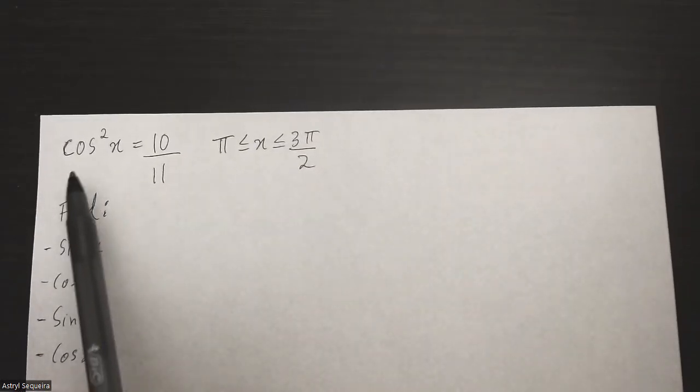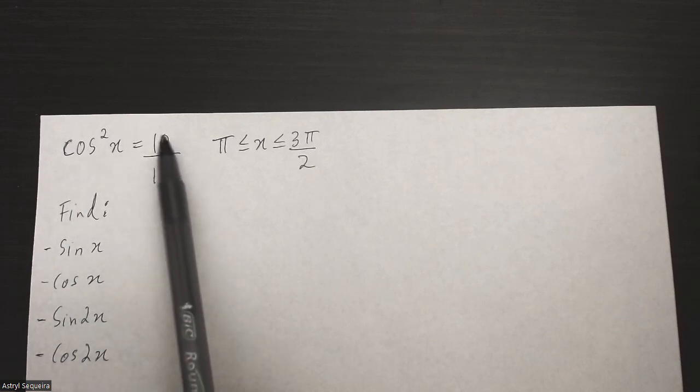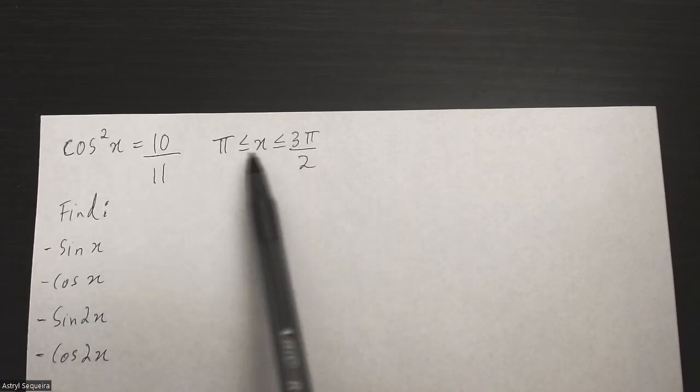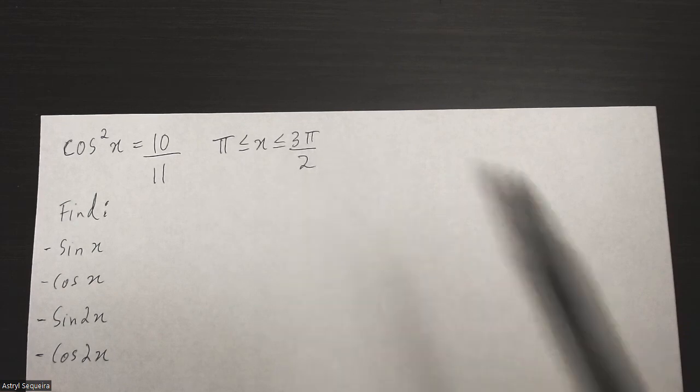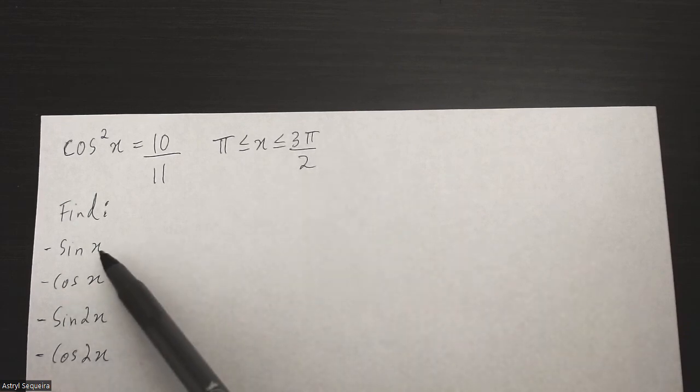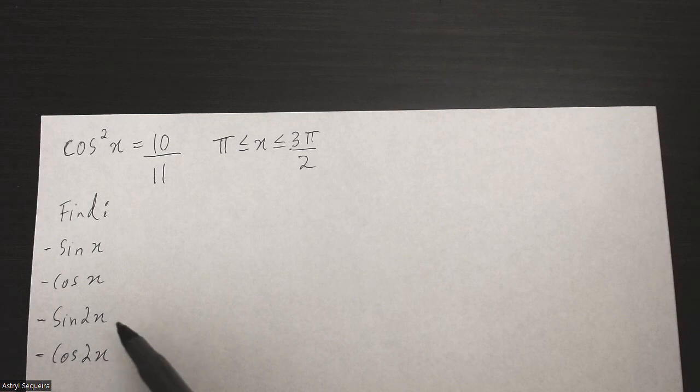All right, in this video, we are given that 4 square x equals 10 over 11, and x is between pi and 3 pi over 2. We need to find sine x, cos x, sine 2x, and cos 2x. And we are not allowed to use a calculator in this question.